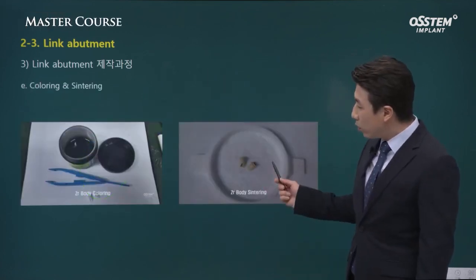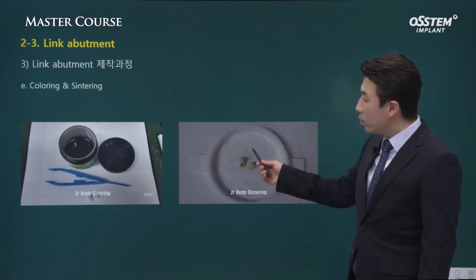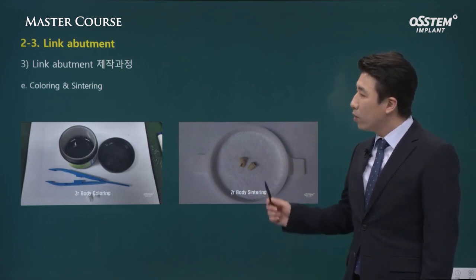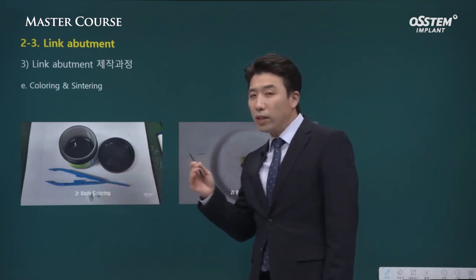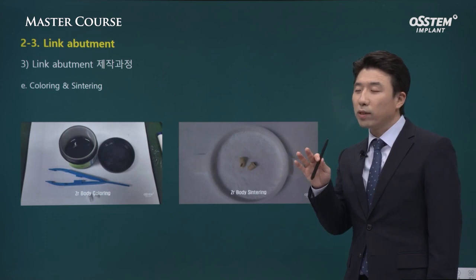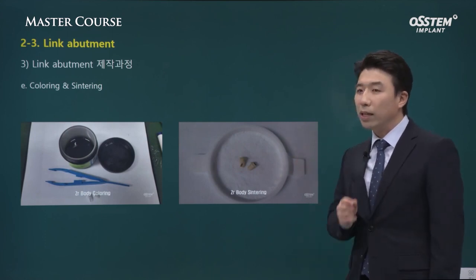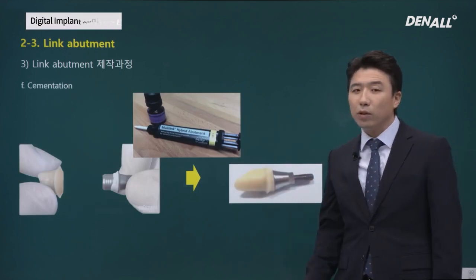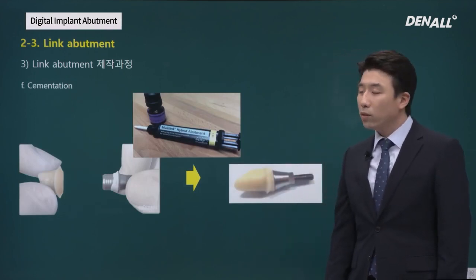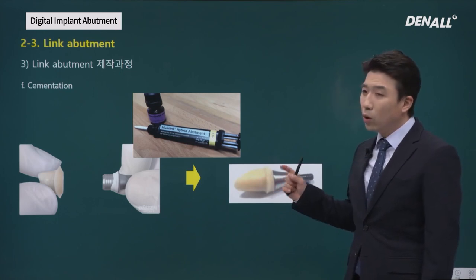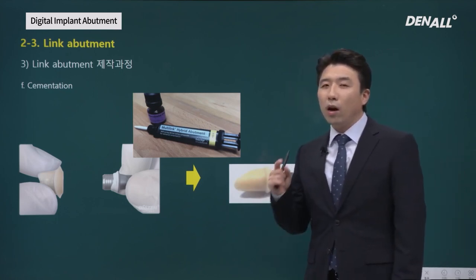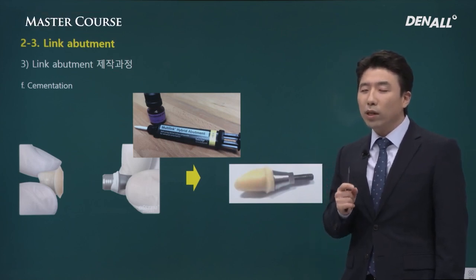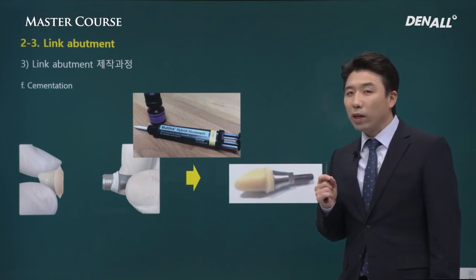Sintering is actually done first. After sintering, if necessary, coloring is done. I've already mentioned that there are 3 different color options. You can do coloring as necessary and then move on to cementation. Resin cement is used here. This process is most important. It affects the durability of abutment, so we need to do it very precisely. Surface treatment needs to be done properly as well.